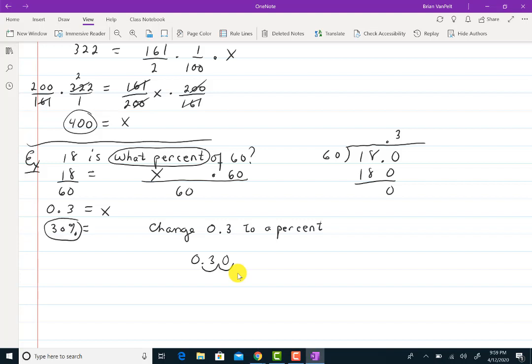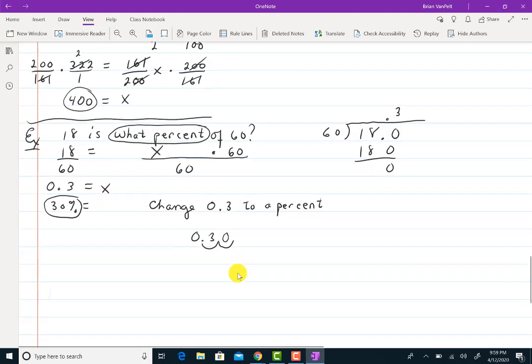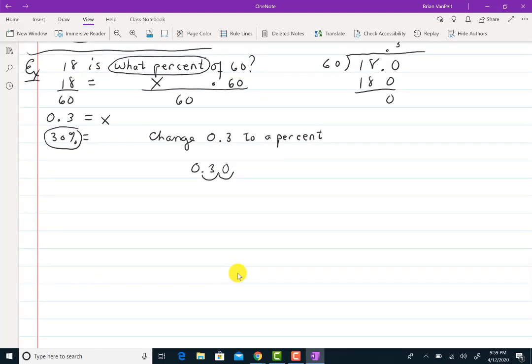So these problems that I'm doing right now are just slightly different than the previous problems, because now you're not asked for what number, but what percent. So you have to remember, change your answer to a percent when you're done. Let's go to the next one.